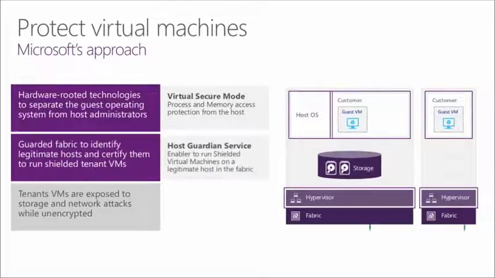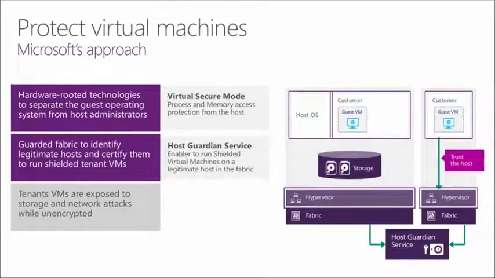Second, this guarded fabric, or this concept of the host guardian service, which is an enabler. It's a new service we're introducing in Windows Server 2016, and we'll learn a bit more about it as we go forward, that enables you to run shielded VMs, and we'll talk about what they are in a minute, on legitimate hosts. So it's a technology that's not only allowing you to run protected VMs, but also ensuring that the hosts that are going to run these protected VMs are legitimate.